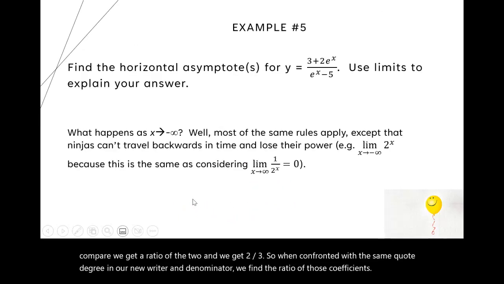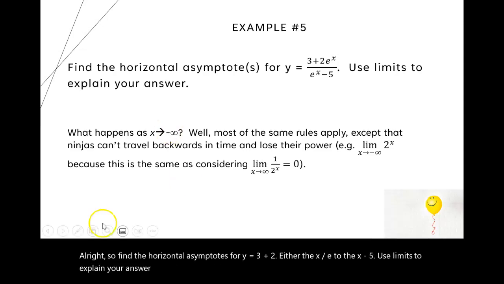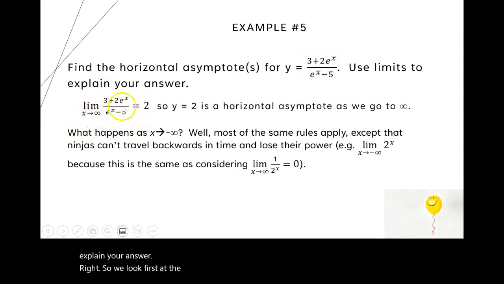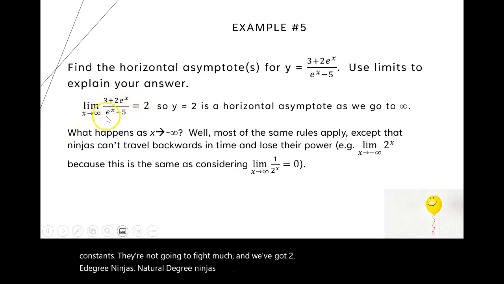All right, so find the horizontal asymptotes for y equals (3 plus 2 e to the x) divided by (e to the x minus 5). Use limits to explain your answer. We look first at the limit as x goes to infinity. We take a look at our fight. We've got 3 constants. They're not going to fight much. And we've got 2 e to the x ninjas, natural degree ninjas, over 1 natural degree ninja minus 5 constants.